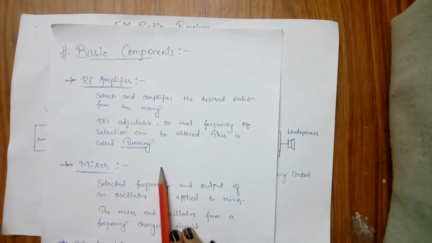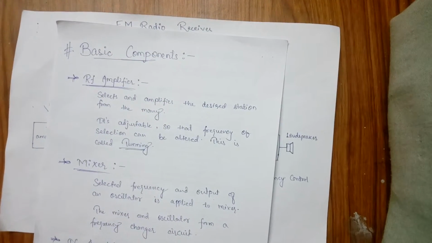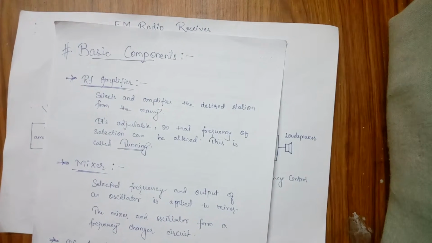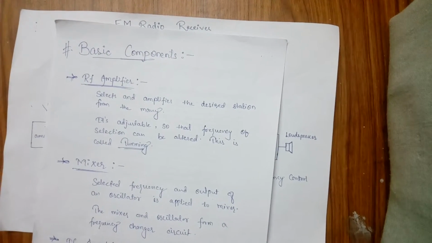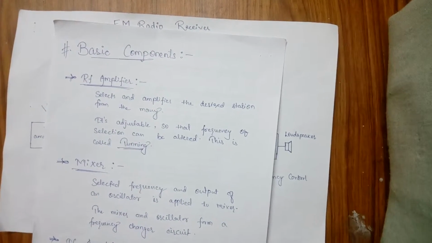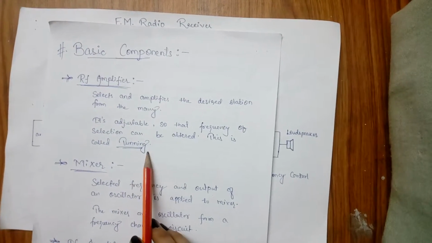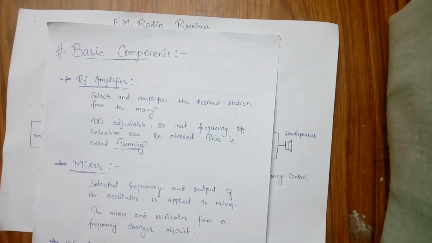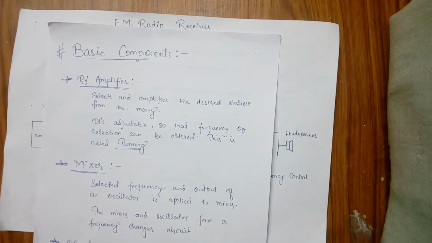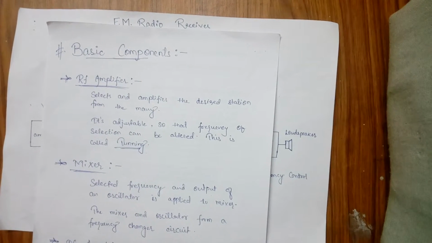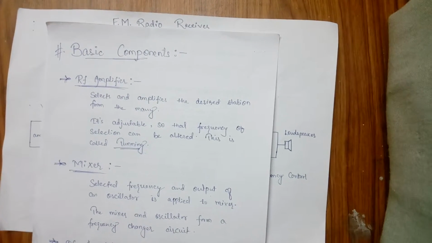The RF amplifier selects and amplifies the desired station from the many. The selection frequency is not fixed. It can be altered. This is called tuning. In cheaper receivers, the tuning is fixed and the tuning filter is wide enough to pass all signals in the FM band.